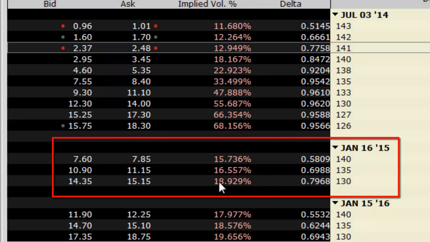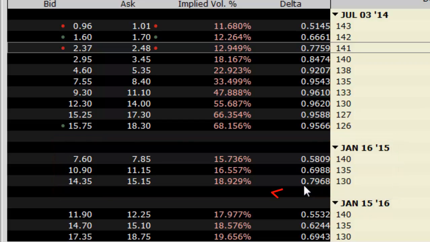So look at this. For January 16 next year, in other words 2015, if we look at a strike rate of $130, it shows a delta of 79%. That's almost 80%. This in effect means that should we buy this call option and the underlying share price of 3M goes up by $1, the price of our option that we've just bought will increase by 80 cents. In other words, 80% of the movement. So that's really what we want here.